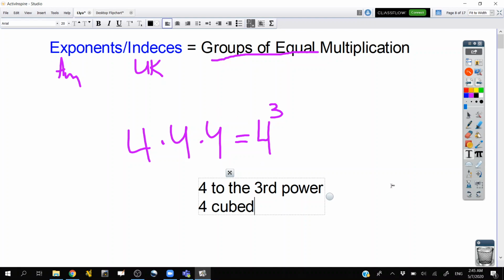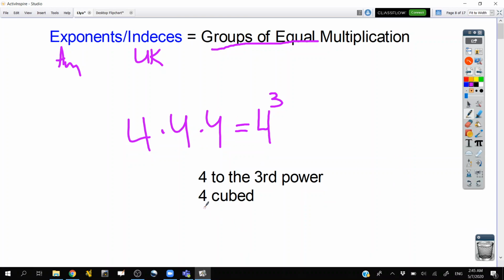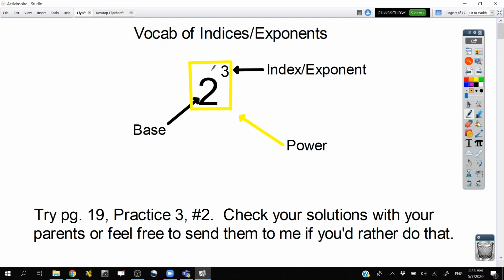There are only a few exponents that have these special names, and you have to know really 2 of them. The 2nd power is squared, the 3rd power is cubed, and those are really the only ones you have to know. Other than that, we say 4 to the 4th power, 4 to the 5th power. For example, this could be 2 to the third power, or it could be 2 cubed. Both of those would be fine.